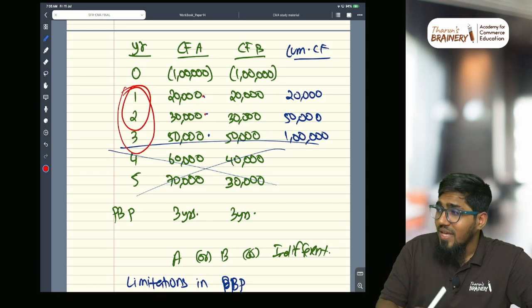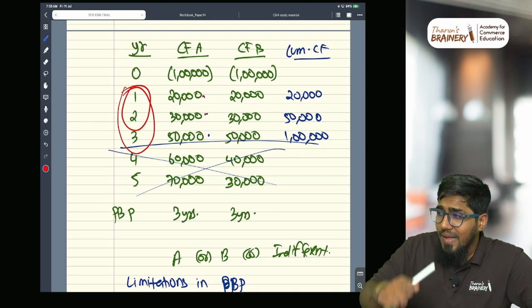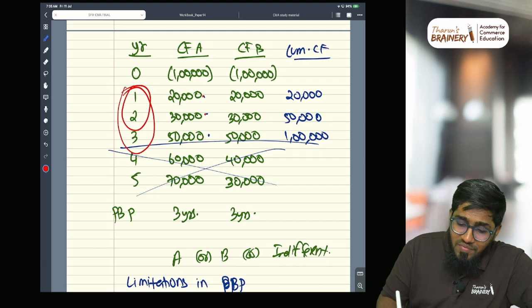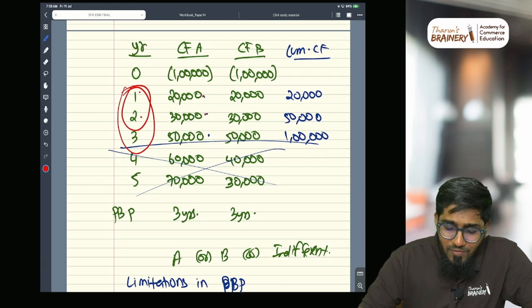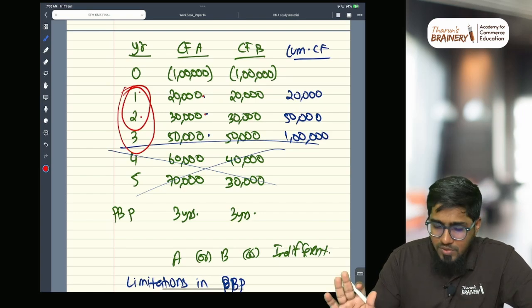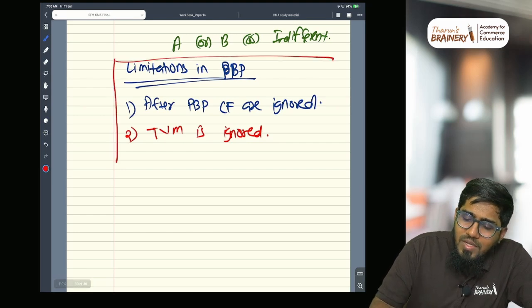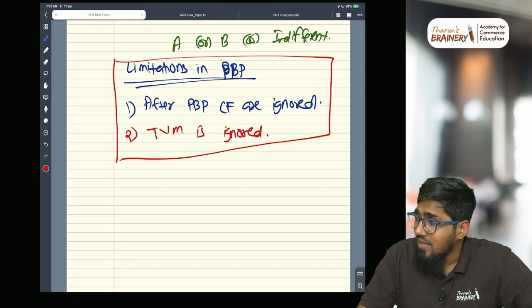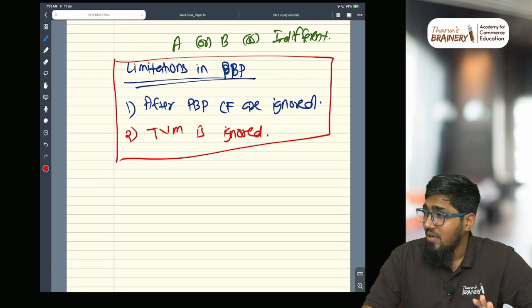Similarly, first year cash flow should be added with first year cash flow. Second year cash flow should be added with second year cash flow. Present value should be added with present value. A first year cash flow cannot be added with a second year cash flow. If you add them, it means a monkey and a donkey are marrying. First year is monkey, second year is donkey. Both are different values. You cannot add. So this is the second limitation. These are the two limitations in payback period. I'm just writing the criticism. First, after payback period, cash flows are not considered. And the second is that the concept of time value of money is ignored.